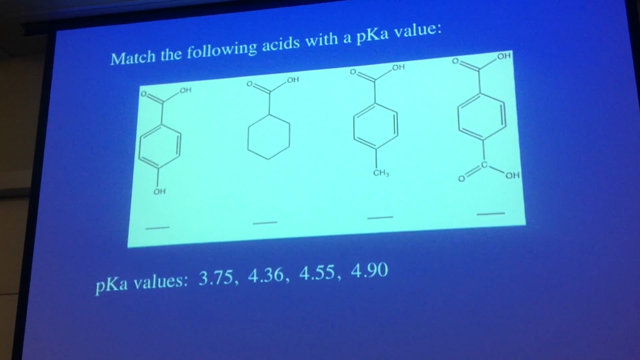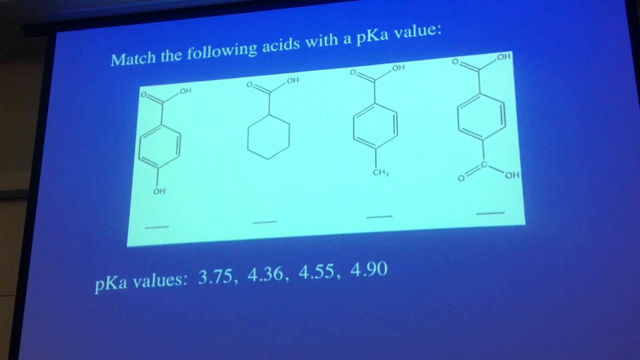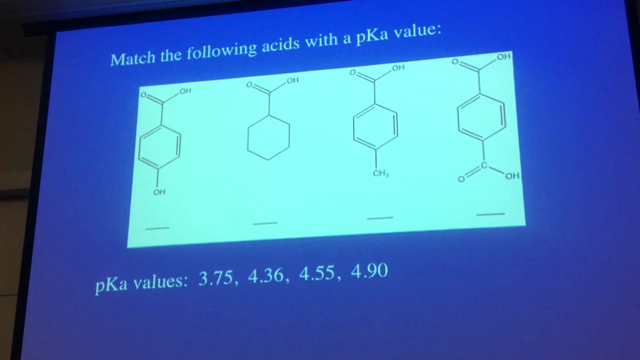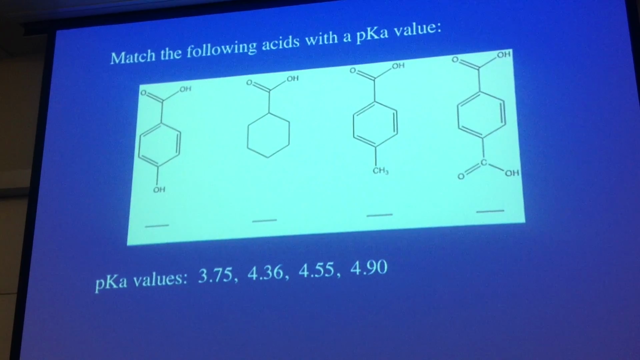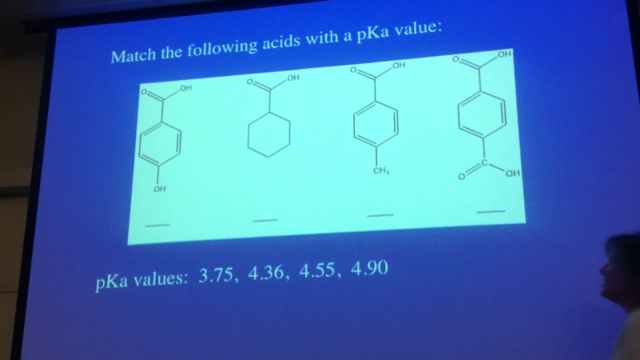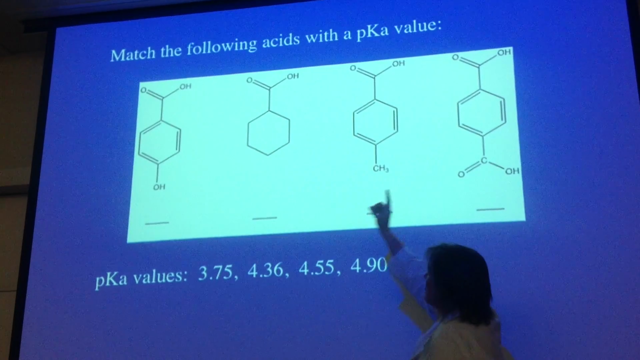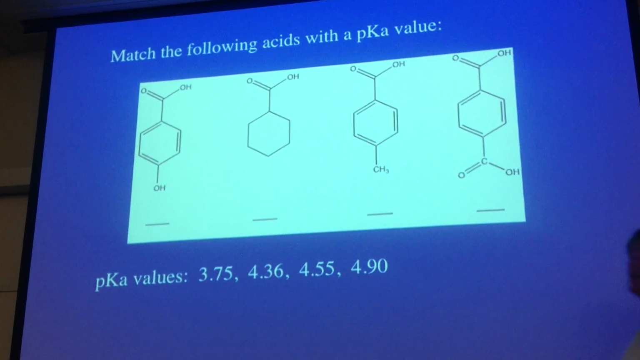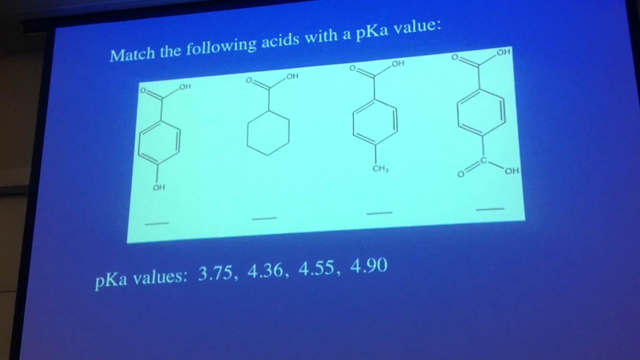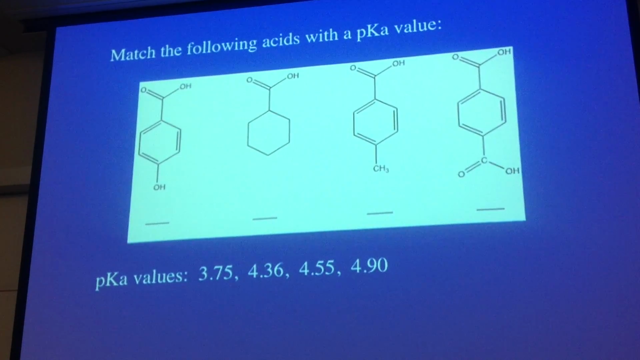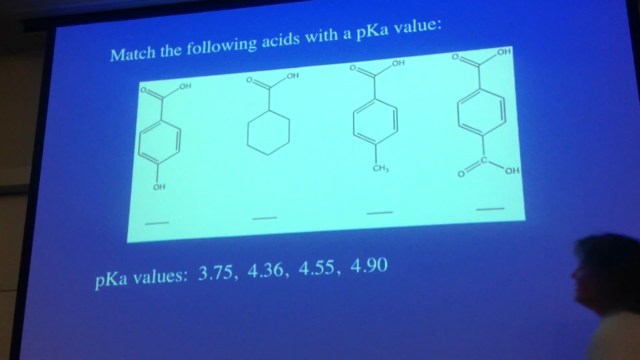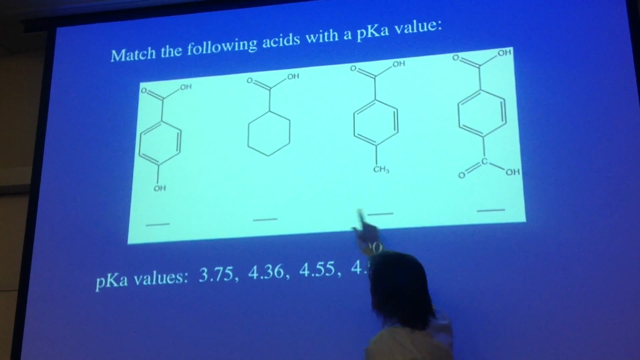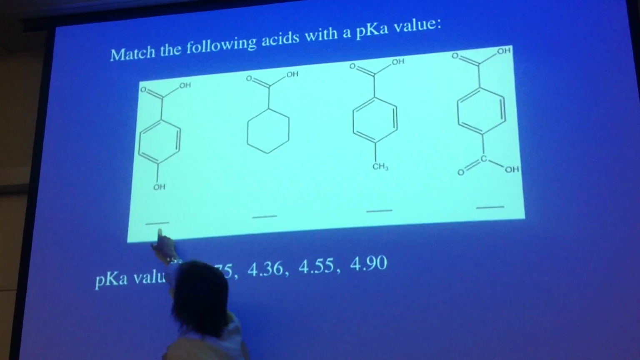So that leaves us with 4.55 and 4.36. What do you think is better to have in terms of acidity, a CH3 on there or an OH on there? CH3. Yeah, the CH3 is not as good a donor. It's an inductive donor. It's pretty weak. And so that won't be as bad for the acidity as an OH. And so the CH3 is the 4.36. And a little worse, the 4.55 is that.